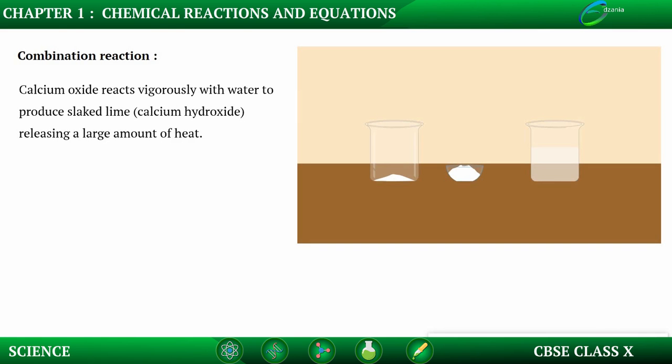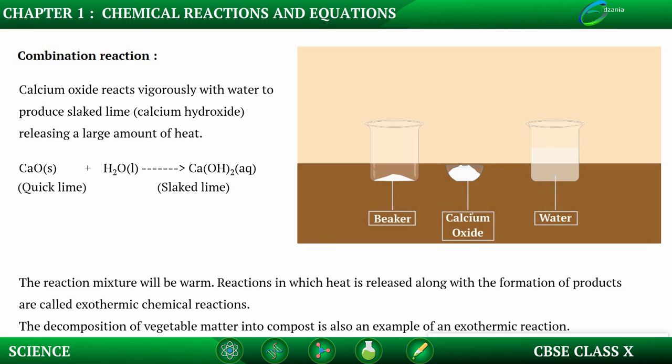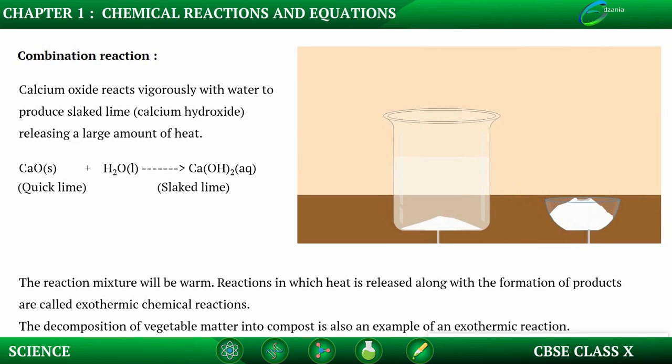Let us consider an example for combination reaction. Calcium oxide reacts vigorously with water to produce calcium hydroxide, releasing a large amount of heat. When calcium oxide is taken in a beaker and water is added to the beaker containing calcium oxide, then when we touch the beaker, the temperature of the beaker will be raised.